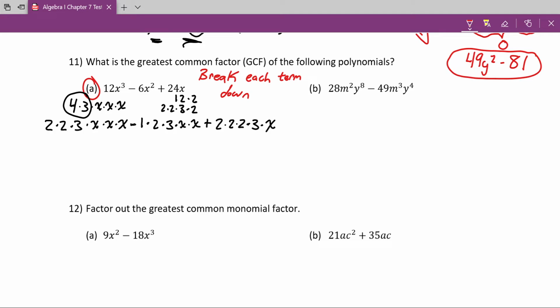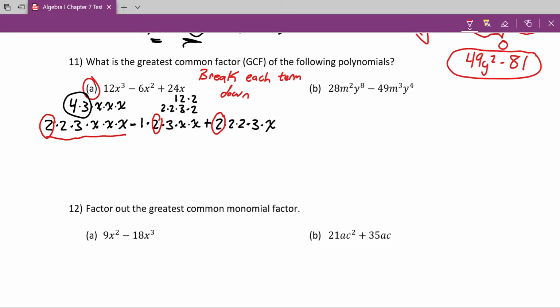All right. So now that I've broken everything down to its base components, what I'm going to do now is circle everything that they have in common. So we're going to start in the first term, 12x to the third right here. And notice each term is separated by either a minus or a plus sign. So I'm going to look for any factor that they have in common. So first off, I know that there's a 2 right here. There's a 2 that goes into 6x squared, and also a 2 that goes into 24x. So I know that they have one 2 in common.